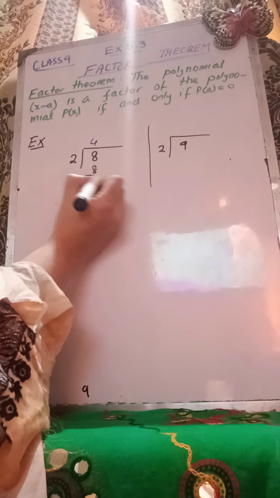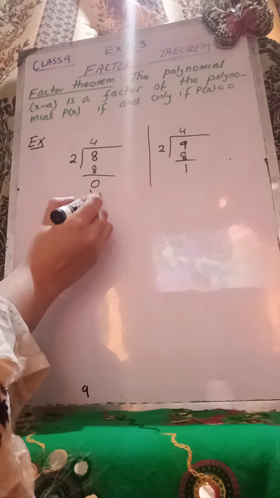Suppose that you have two divisions. Now, suppose that we have two numbers. One is 8 and the other number is 9, and we want to divide them by 2. You know that when 8 is divided by 2, the remainder is 0. In case of 9, the remainder will not be equal to 0. 9 minus 8, this will be equal to 1.